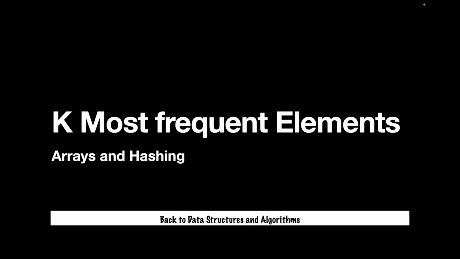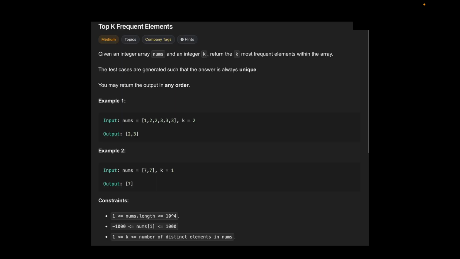Today we'll be solving k most frequent elements in an array. Now the question says, given an array nums and integer k, return the k most frequent elements within the array. So what we're trying to do here is find the most frequent elements, and given k, which will be 1 or greater, we have to find the k most frequent elements.